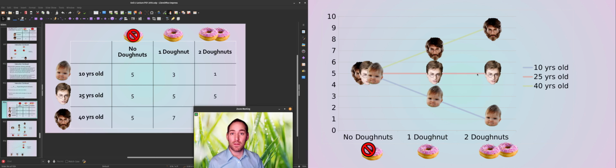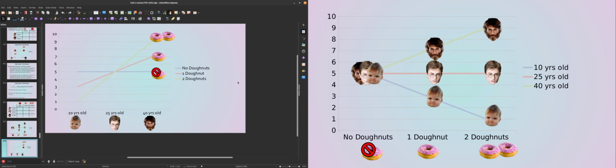Are these lines parallel? Well, obviously not. There is an interaction, right? Now you might ask, well, what if we did the different thing? What if we put the faces on the bottom rather than the donuts on that bottom axis, so the x-axis? Would we still find an interaction? Yes, absolutely. It will look different, but we will find an interaction.